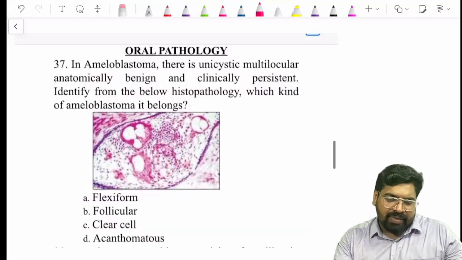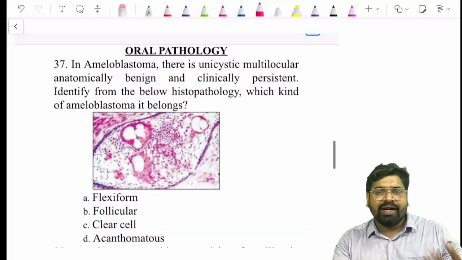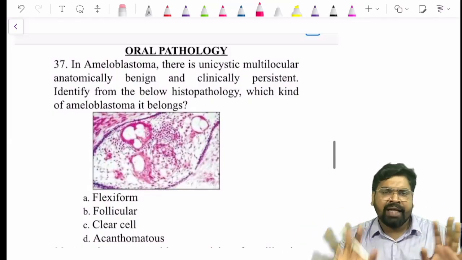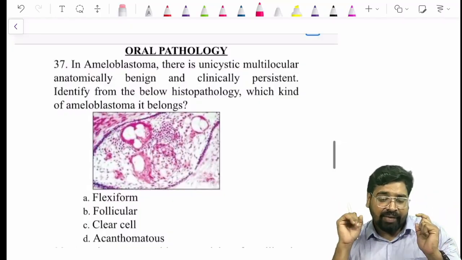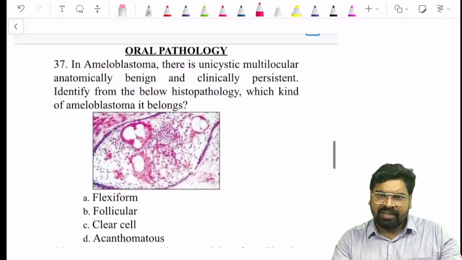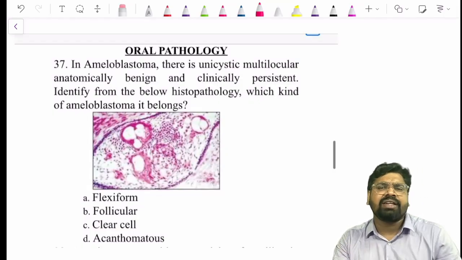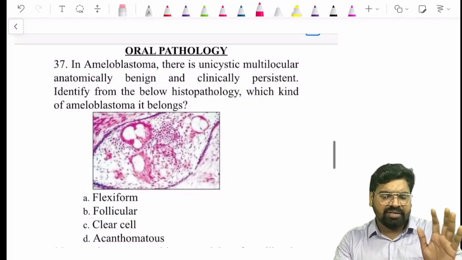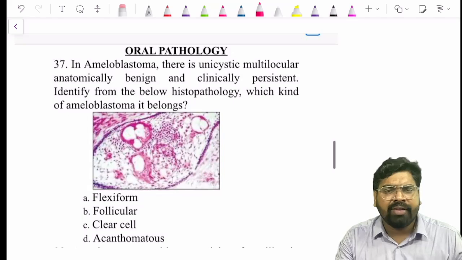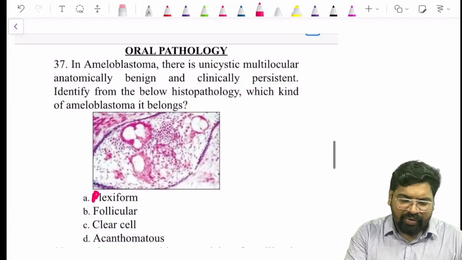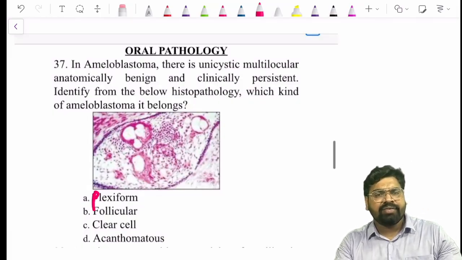In ameloblastoma, there is unicystic, multilocular, anatomically benign, clinically persistent, and all that is given to waste your time. This is a NEET examination paper. You will read it and identify the lesion. Which type of ameloblastoma is this? They have given follicular, plexiform. The options are plexiform, follicular, clear cell, acanthomatous.